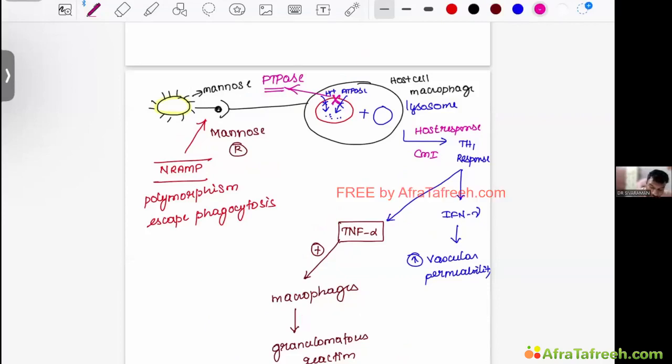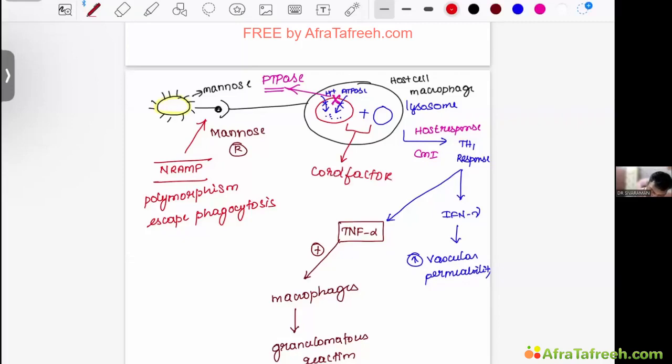Then what happens? Your bacteria also prevent phagolysosome fusion. It is done by cord factor. Cord factor inhibits this phagolysosome fusion, and thereby your bacteria tries to escape from getting damaged by the phagocytes and lysosomes.